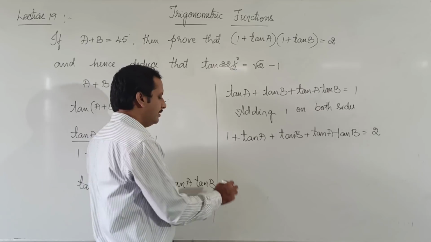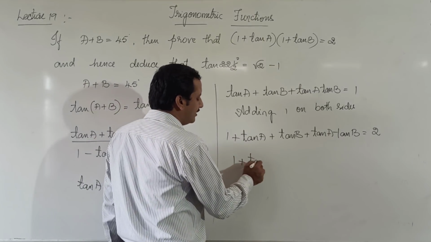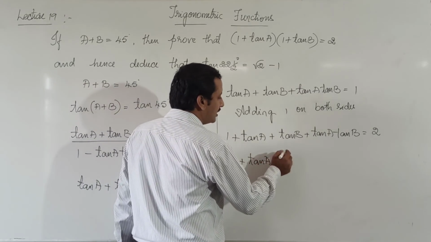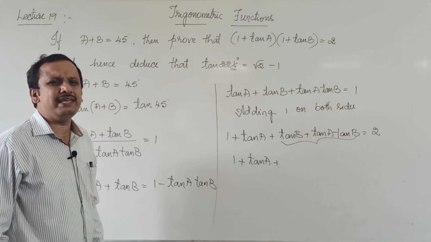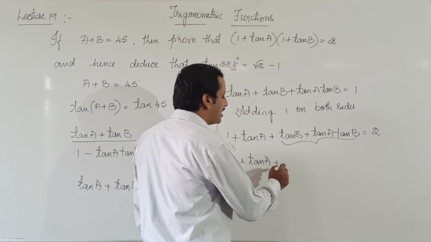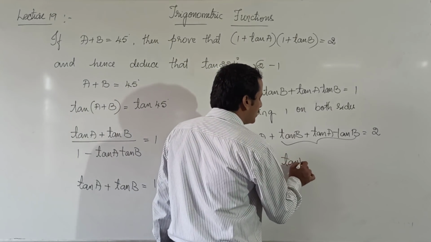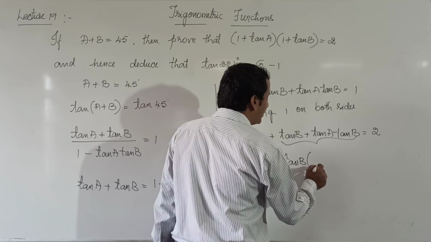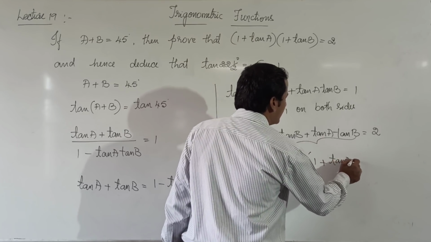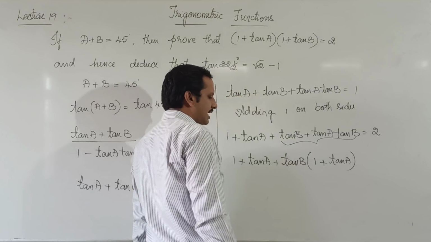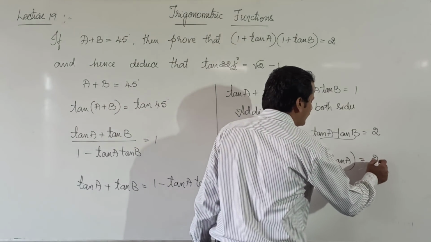Okay. Then 1 plus tan a plus, now look at these two terms. From these two, I will take tan b as a common factor. If I take tan b as common, what will remain? Here 1 will remain. Here tan a will remain. Tan b into 1 plus tan a is equal to 2.